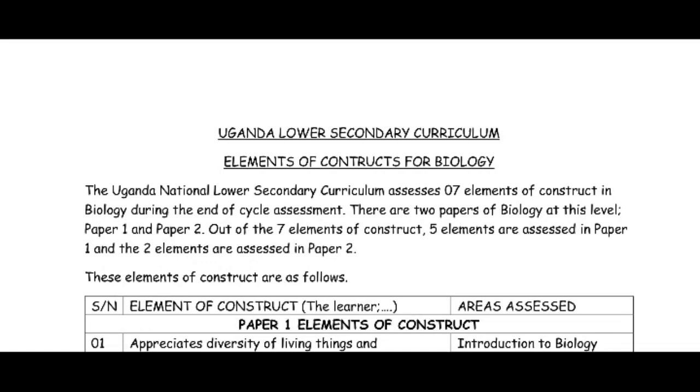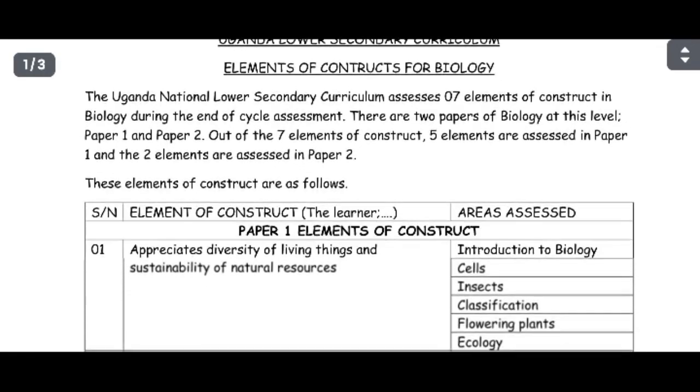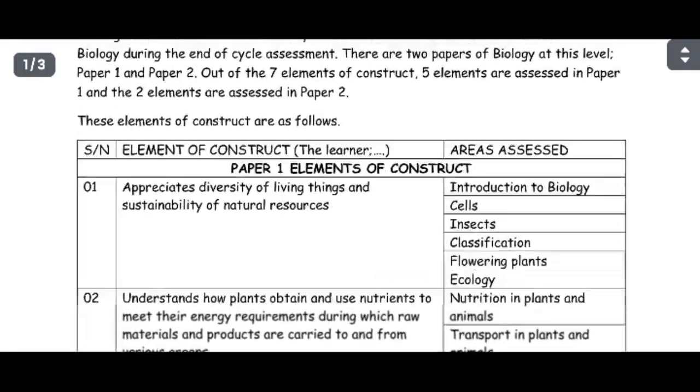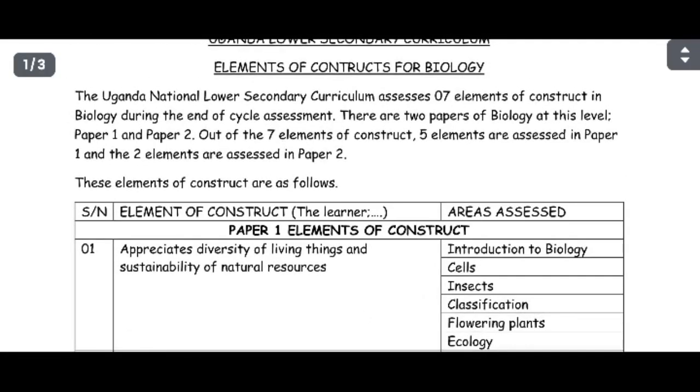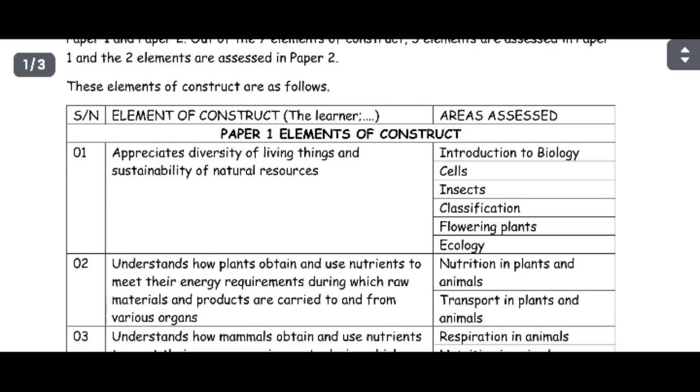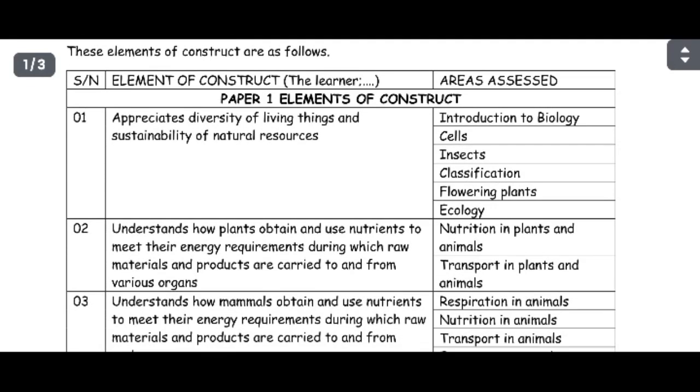We are going to look at the elements of constructs for biology. In the new curriculum, we have two papers of biology, paper 1 and paper 2. We have 7 elements of constructs, where 5 are assessed in paper 1 and 2 elements are assessed in paper 2. So, we are going to look at the elements of construct and the areas assessed.